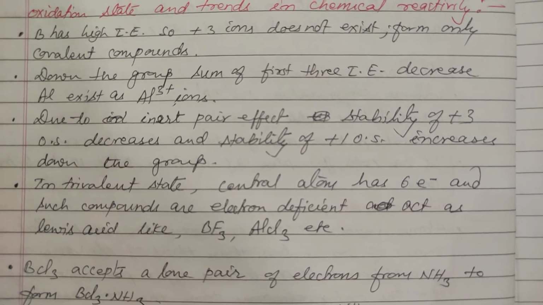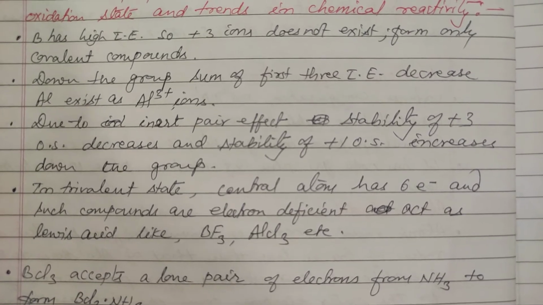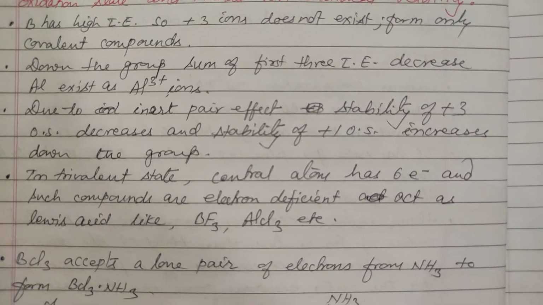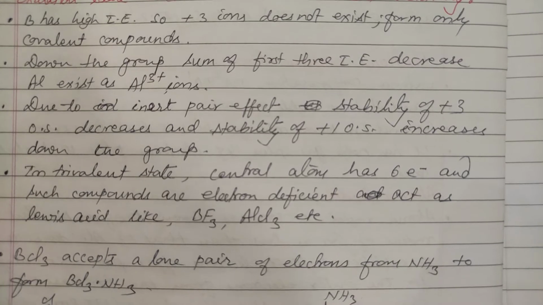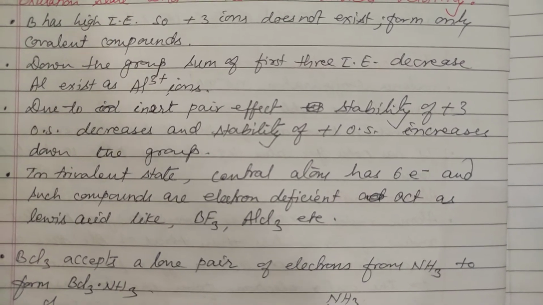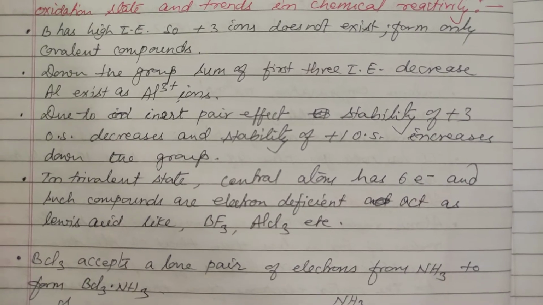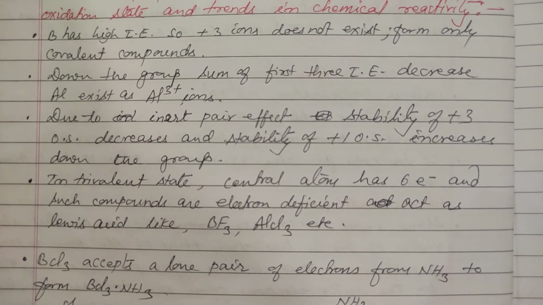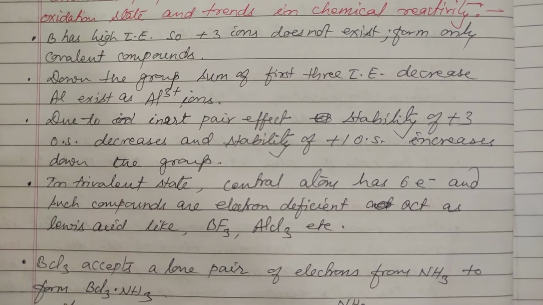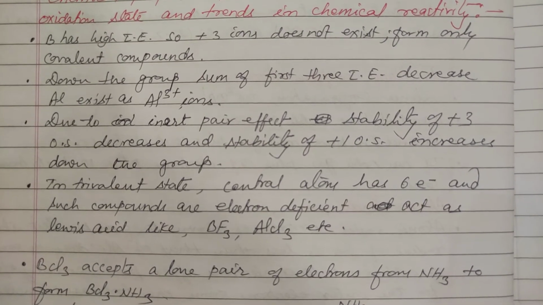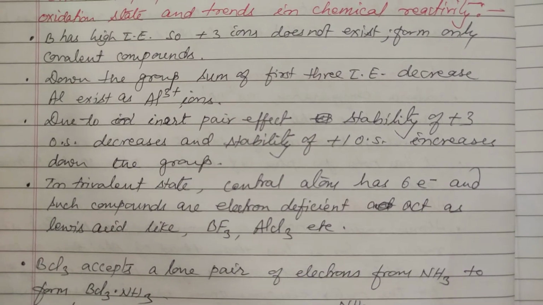Due to the inert pair effect, the stability of the +3 oxidation state decreases, while the stability of the +1 oxidation state increases down the group. A good question is there: TlCl is more stable than TlCl3. Why? It is due to the inert pair effect.